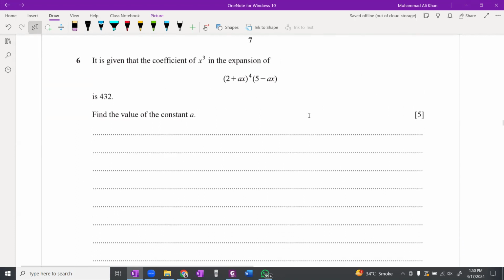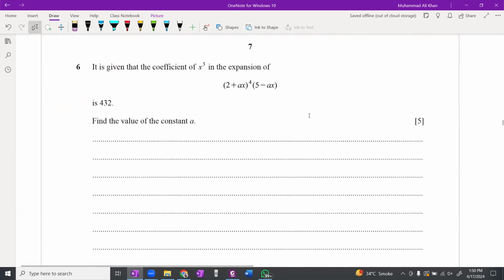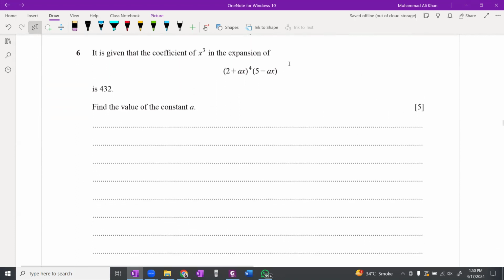Question number 6. It's a question of series. In series, it's a question of binomial. It is given that the coefficient of x cube in the expansion of the combined brackets is 432. So first we have to expand the first bracket. As the second one is an expanded bracket with power 1, we don't have to expand this.